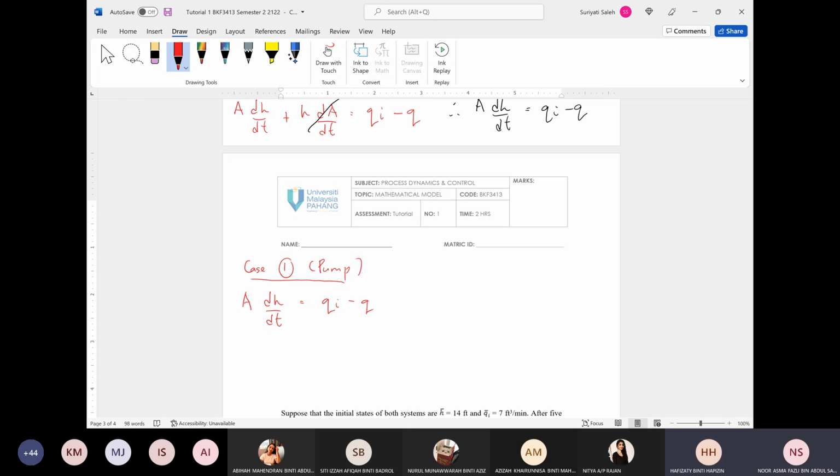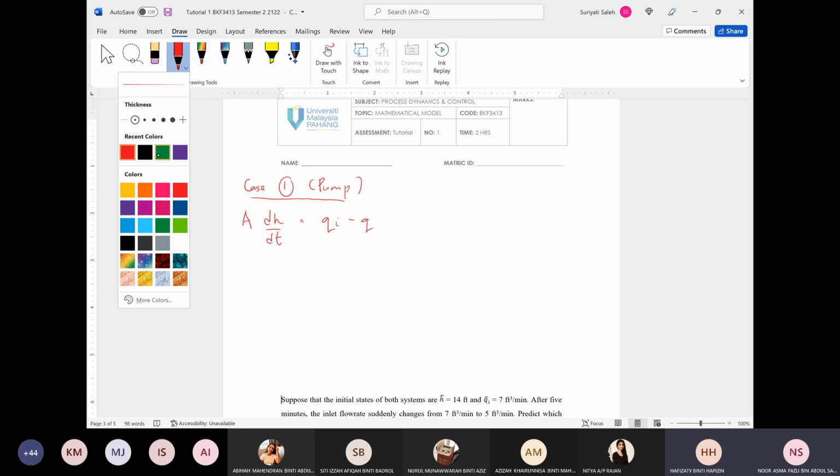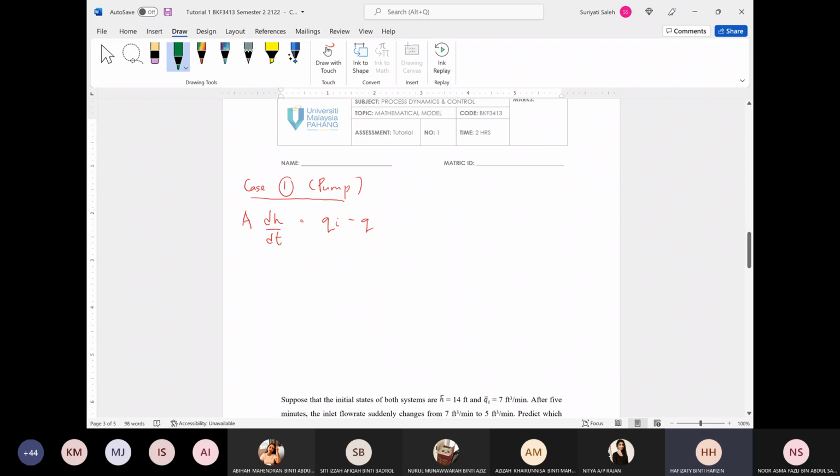There are so many approaches to solve the mathematical model. What we are interested in is to use the Laplace transform. We adopt the Laplace approach to solve the differential equation given. So before we go to that, the first step in solving is the development of the deviation variable.